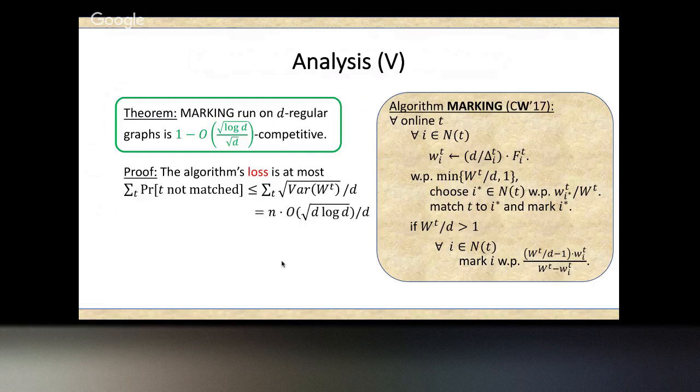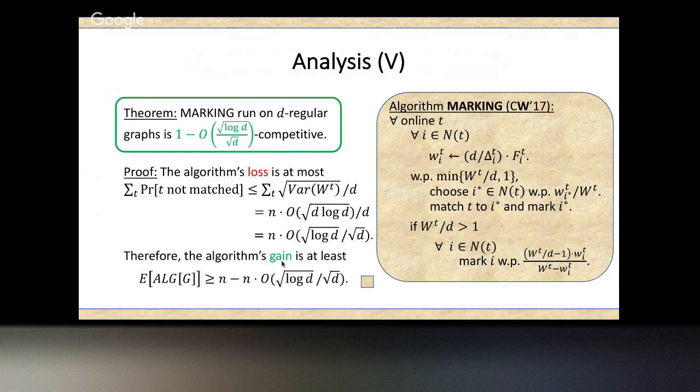By the previous slide, this is n times order square root d log d. Simplifying a little bit, this is our loss. Therefore, the algorithm's gain is at least n minus that expression. That's exactly what it is.